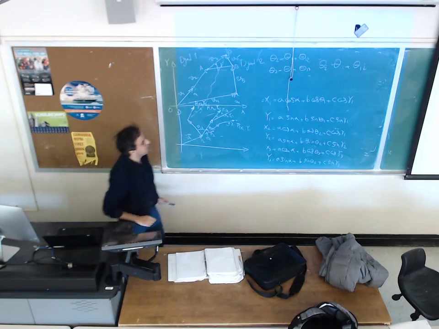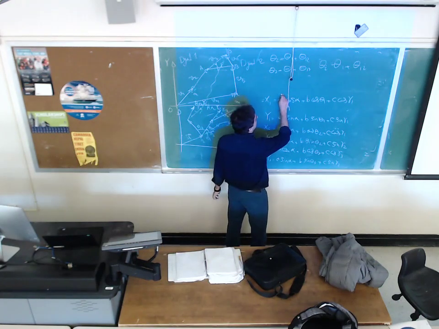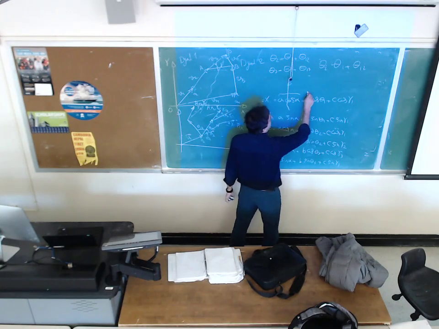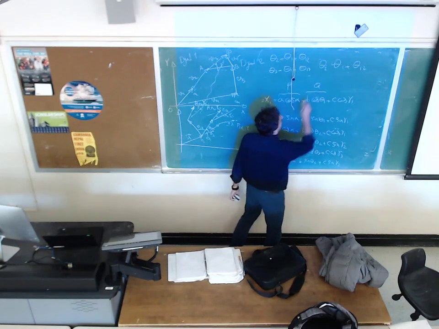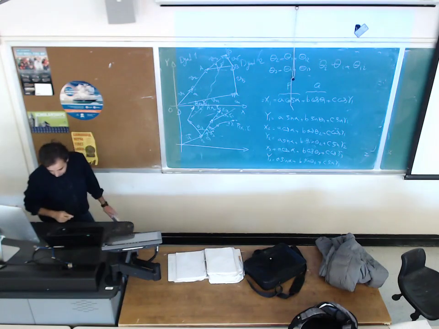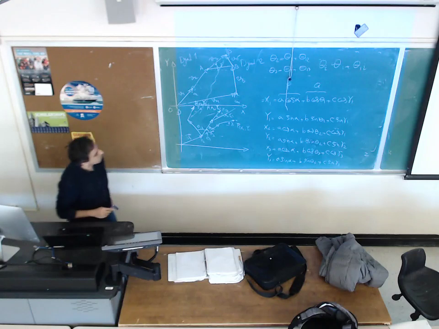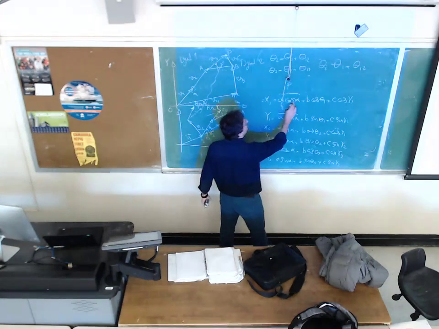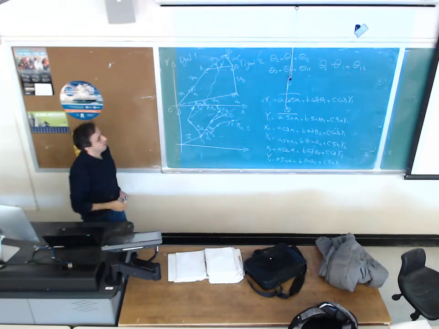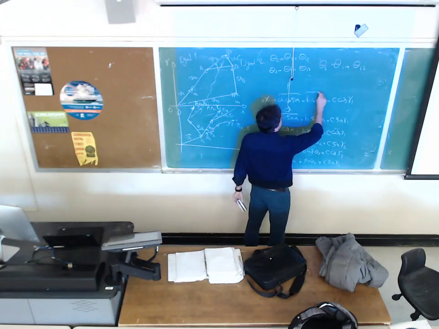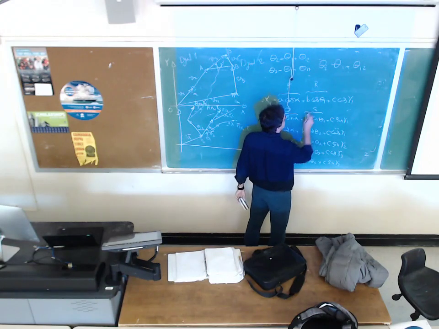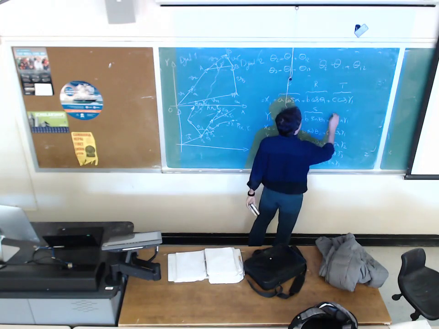To simplify the notation, I defined some intermediate variables. A cosine of alpha, I define as P. A sine of alpha, I define as Q. P and Q are these two sides: A cosine of alpha and A sine of alpha. And these are B cosine of theta 1, B sine of theta 1, which I define as S, and this as T, and this as U.